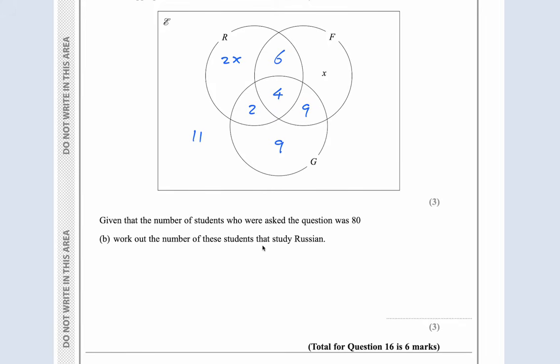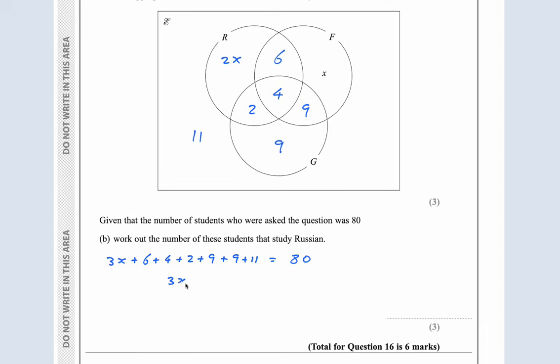Then it says, given that the number of students was 80, work out the number of these students that study Russian. Okay, so first, guys, I need to find x. How do I find x? Well, all of these added together has to equal 80. So 2x plus x is 3x. So 3x plus 6 plus 4 plus 2 plus 9 plus 9 plus 11 equals 80.